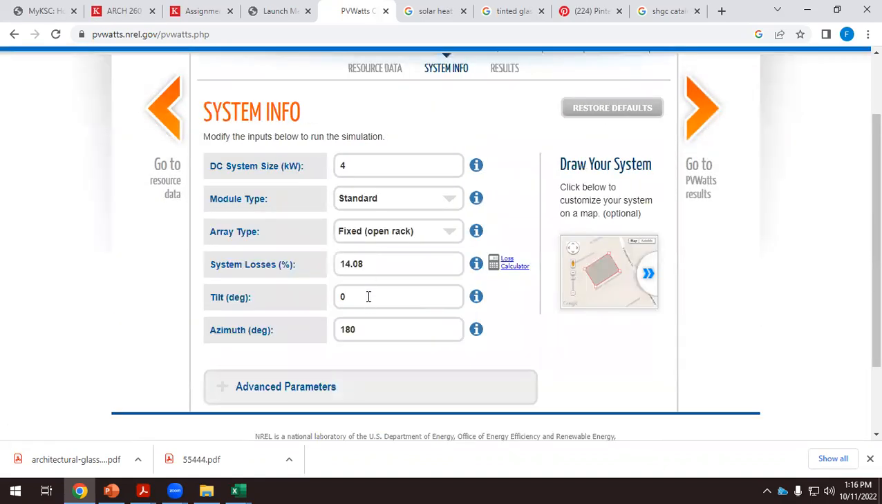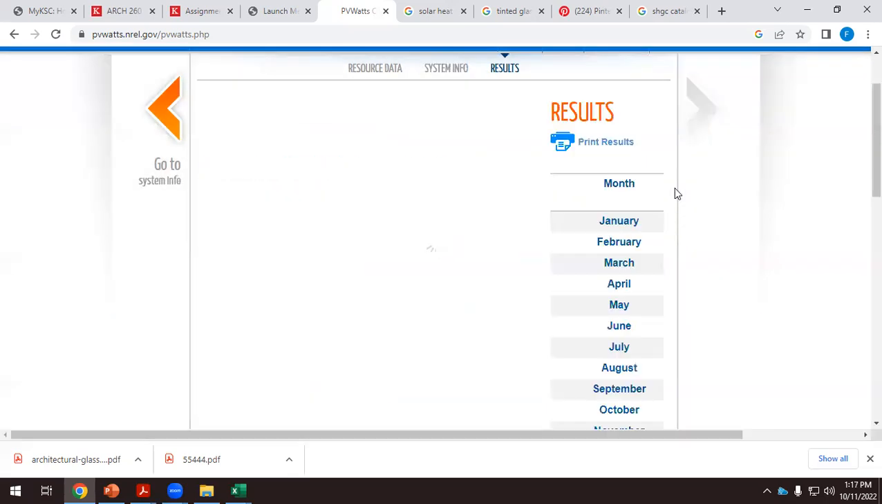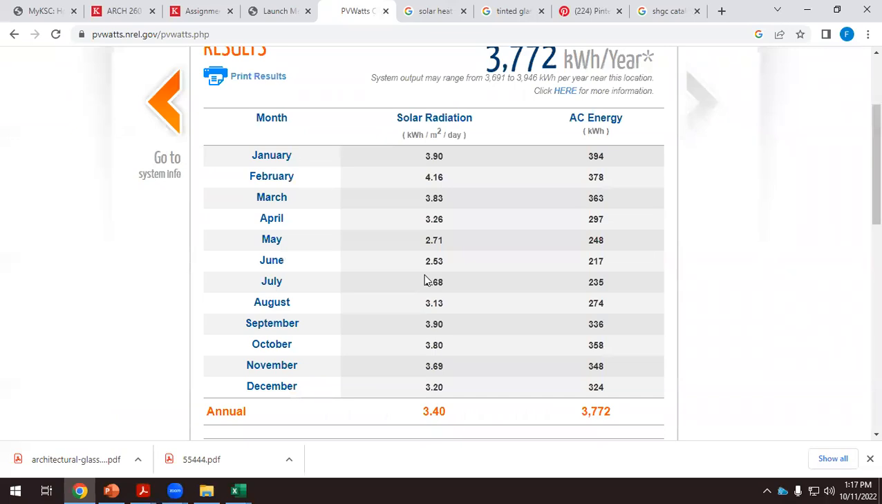Anyway, we are in a vertical window, so the angle is 90, the azimuth is 180, that means that we are in the south. And these are the numbers that we get. And we get more solar radiation in January than in June, July.